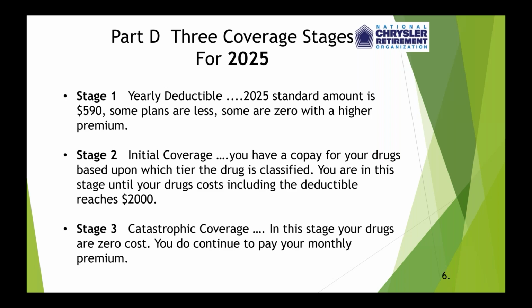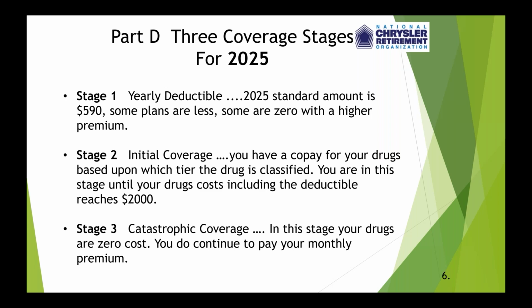Then there's stage 2, that's the initial coverage. You'll have a copay for your drugs based upon which tier the drug is classified. I just took you through the tiers. You're in this stage until your drug costs, including the deductible, reach $2,000. So if you paid the $590, that counts towards the $2,000. Now it's pretty simple. Once you get past $2,000, which isn't a small amount, but it's been much higher in the past, you're in stage 3, which is catastrophic coverage.